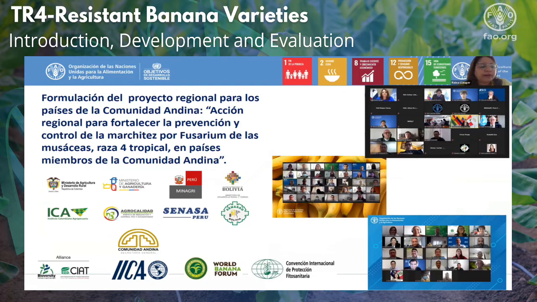Como lo hemos comentado en otros escenarios, y ya en fase de culminación, obviamente trabajando en intercambio con todos nuestros países, estamos culminando el proyecto para la Comunidad Andina vinculado directamente a la prevención y control de la marchitez por fusarium para Ecuador, Perú, Bolivia y Colombia. Pero, como siempre decimos, aunque es un proyecto para la Comunidad Andina, todas estas acciones que venimos desarrollando se pueden articular con otros países de la región, sobre todo en las acciones de fortalecimiento de capacidades en nuestros países.